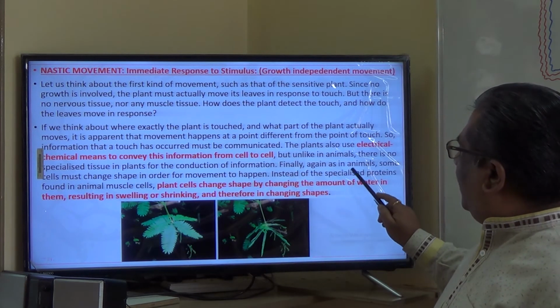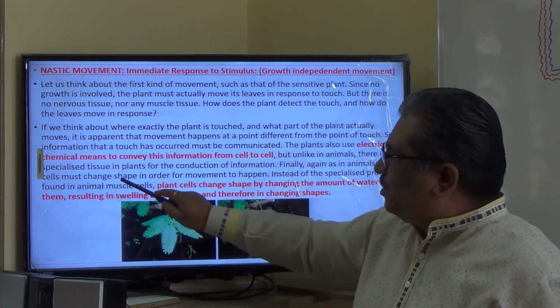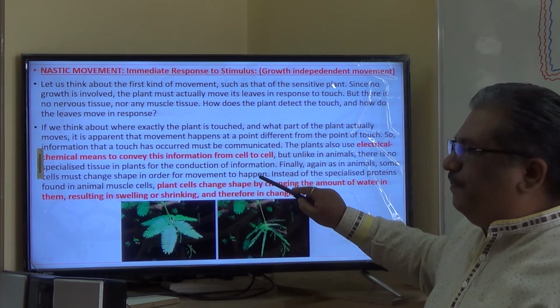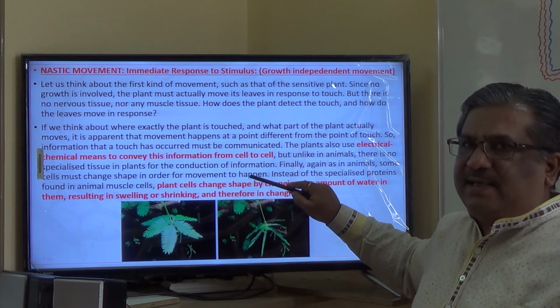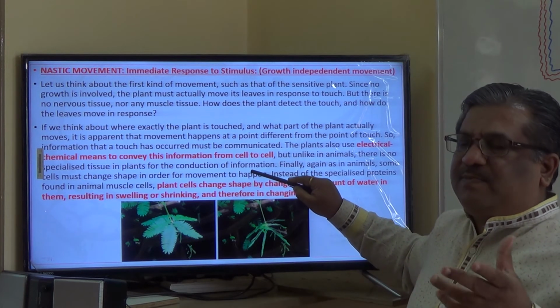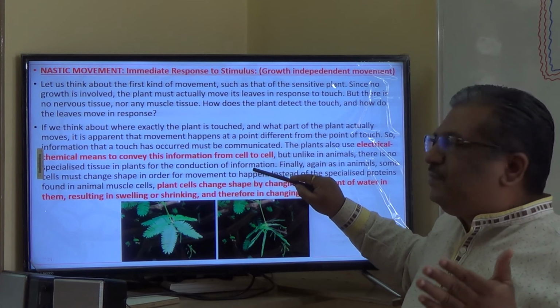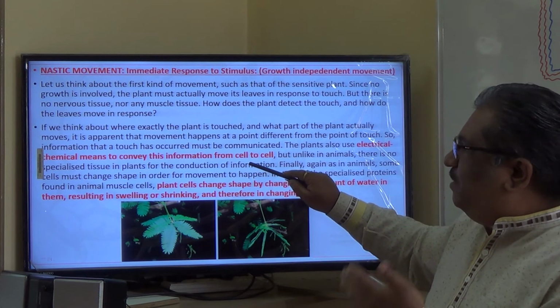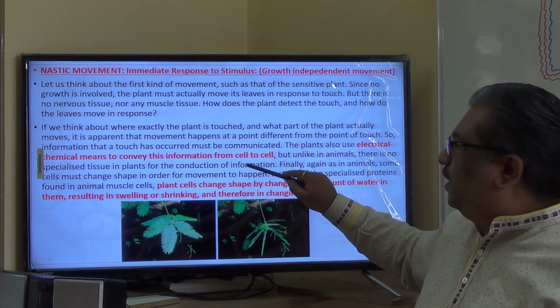Finally, again, as in animals, some cells must change shape in order for the movement to happen. That means in animal cells, as I said, change in shape of the cells takes place because of the presence of special proteins. But in this case, there are no special proteins also.